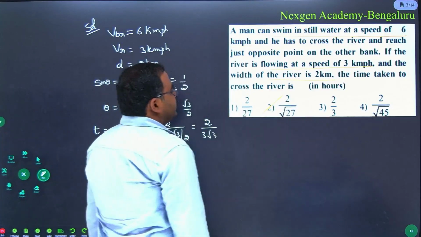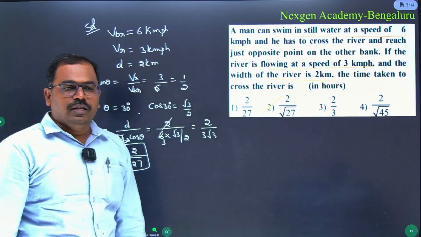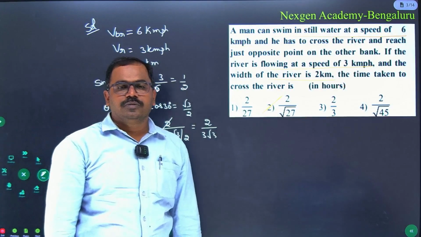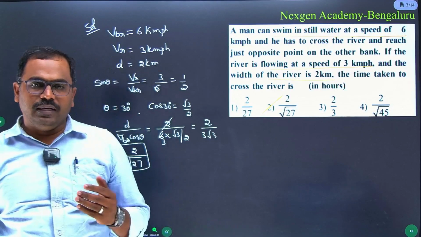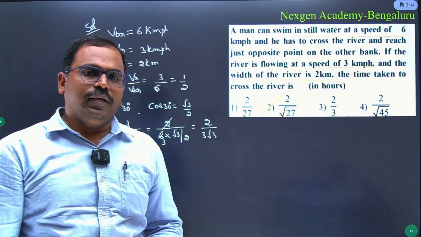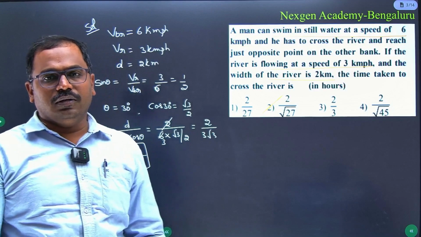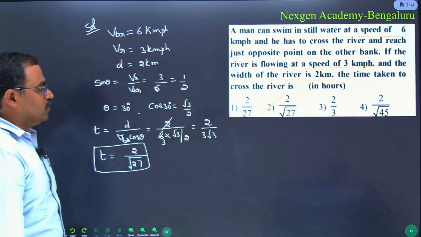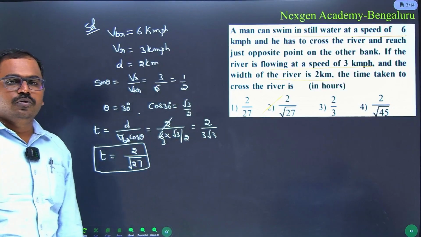First option is 2 by 27. You should be careful while selecting the first option. That is because the first option most of the times will be a trap, right? So while selecting the first option, again and again you recheck your answer whether it is correct or not. So here in this question, the second option is correct. That is 2 by root 27.